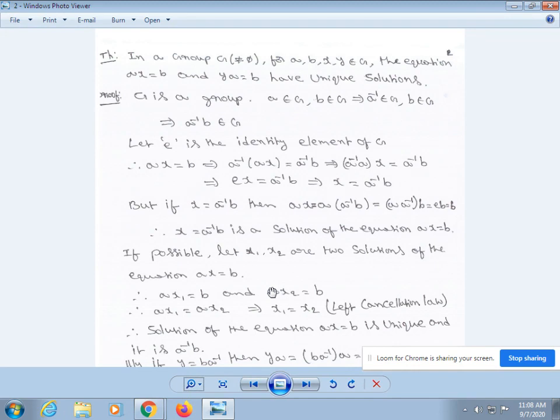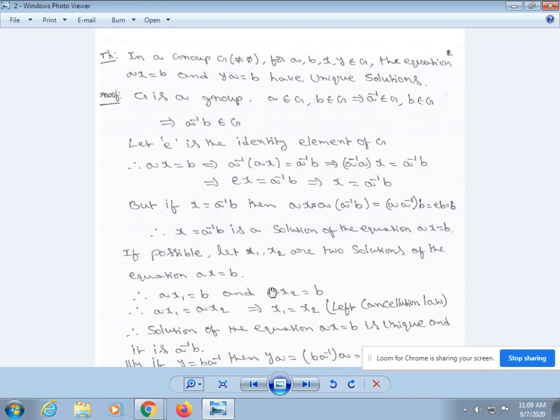We know that a⁻¹ also belongs to G, and b belongs to G. That implies a⁻¹b belongs to G. Let e be the identity element of G. Therefore, ax = b. That implies, taking a⁻¹ on both sides, we get a⁻¹(ax) = a⁻¹b. That implies (a⁻¹a)x = a⁻¹b. a⁻¹a is nothing but e. That implies ex = a⁻¹b. ex is also x. That implies x = a⁻¹b.